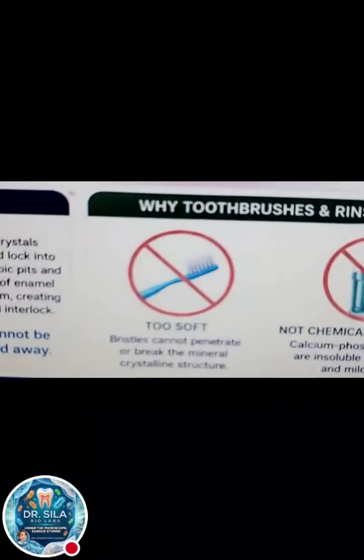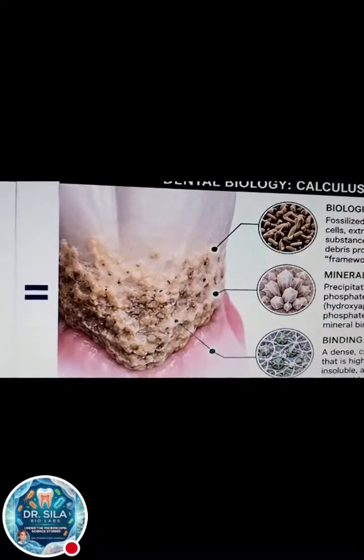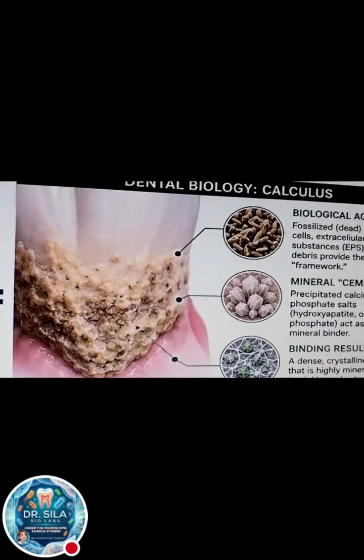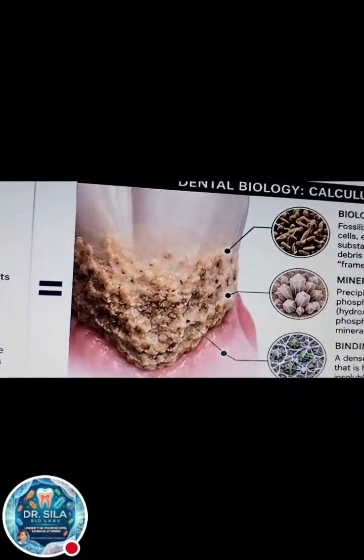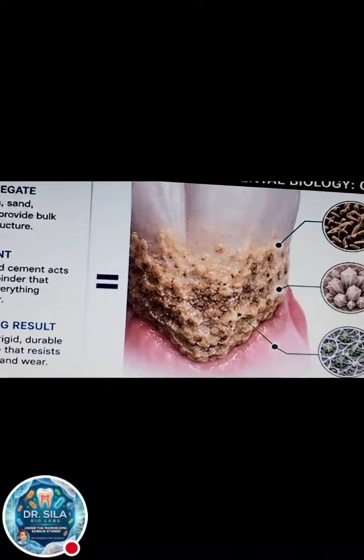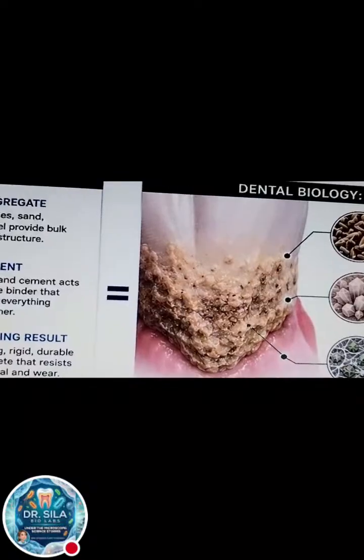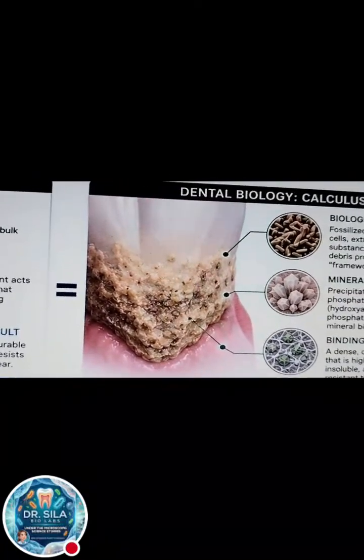Toothbrushes are too soft. So once the calculus is formed, it requires professional mechanical removal with ultrasonic scalers and hand instruments designed to break the mineral aggregate bond. Professional removal is essential because biology built it strong and only science can remove it.